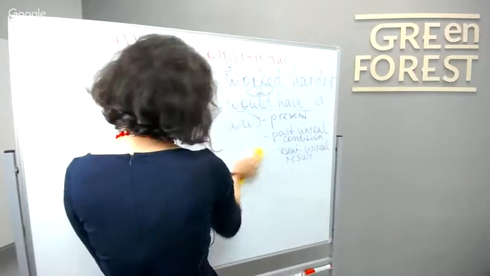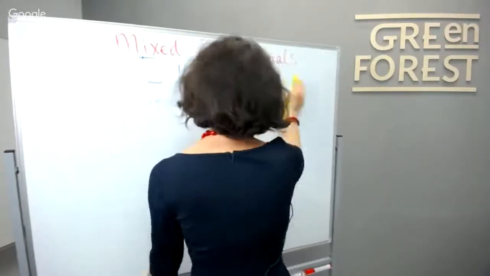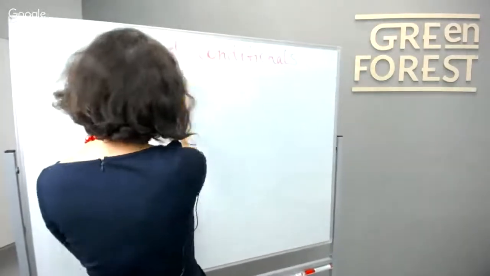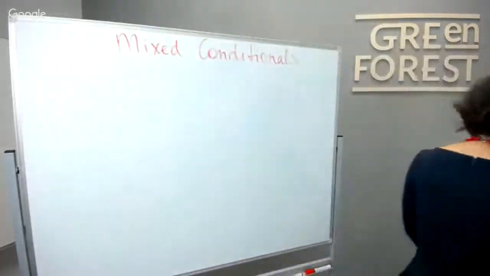This one, the one that I told you about, is very common and very easy to use because you talk about your past, and that's why you don't have a result, or you have something in present. Let's look at the next one.